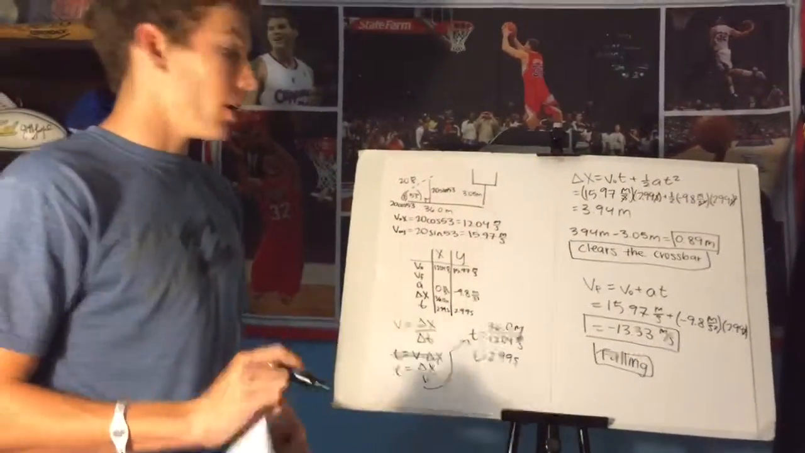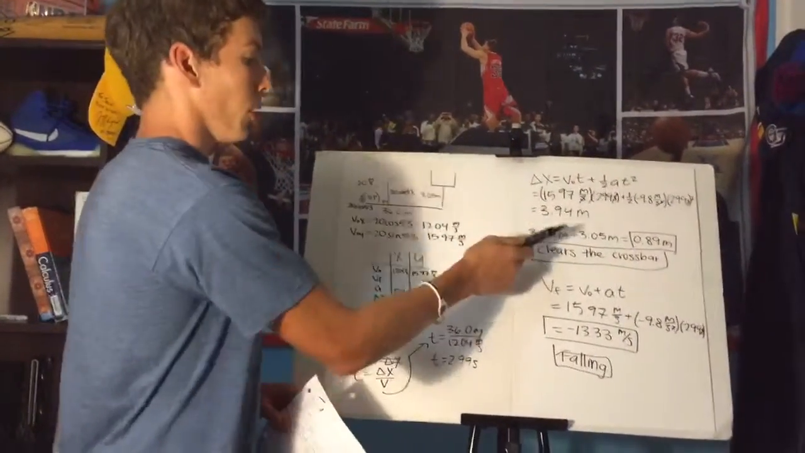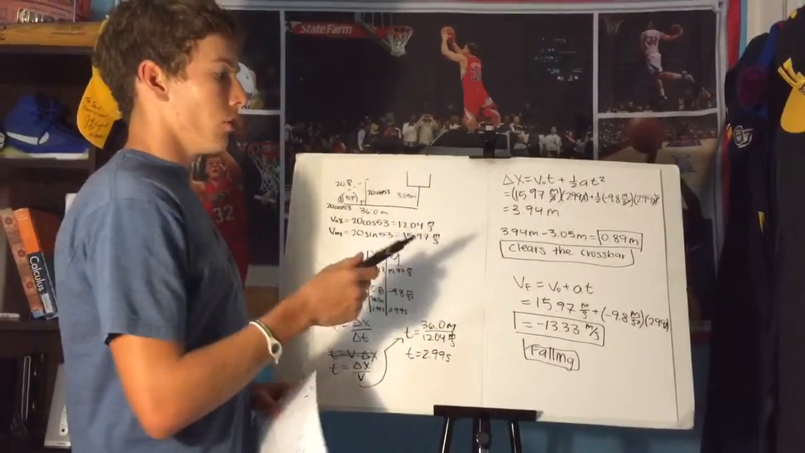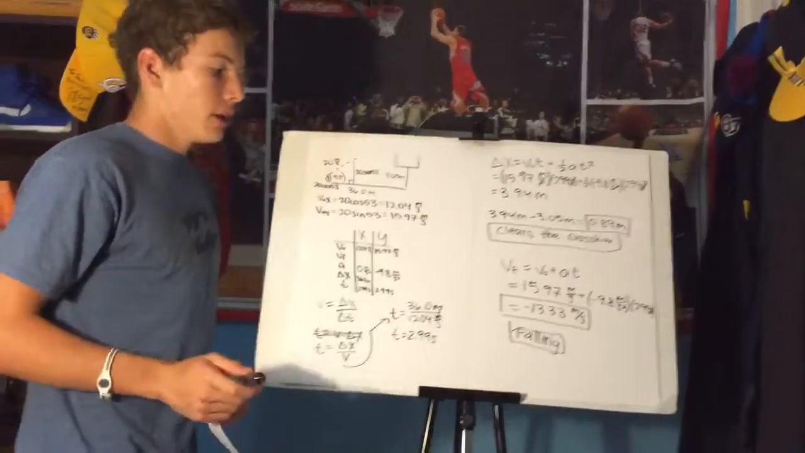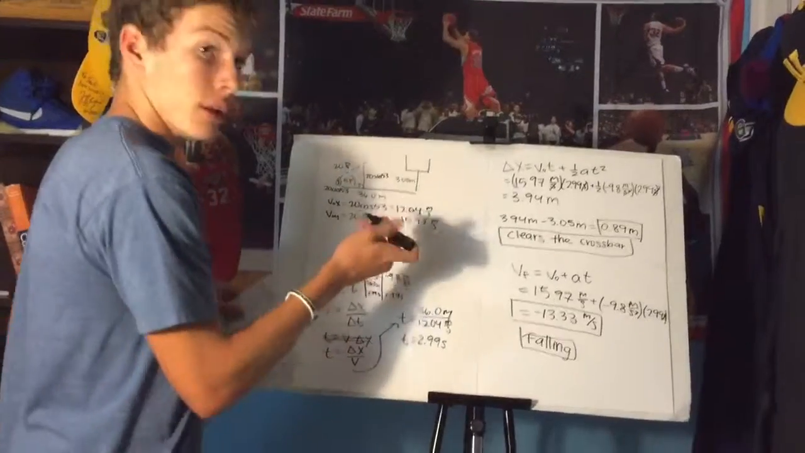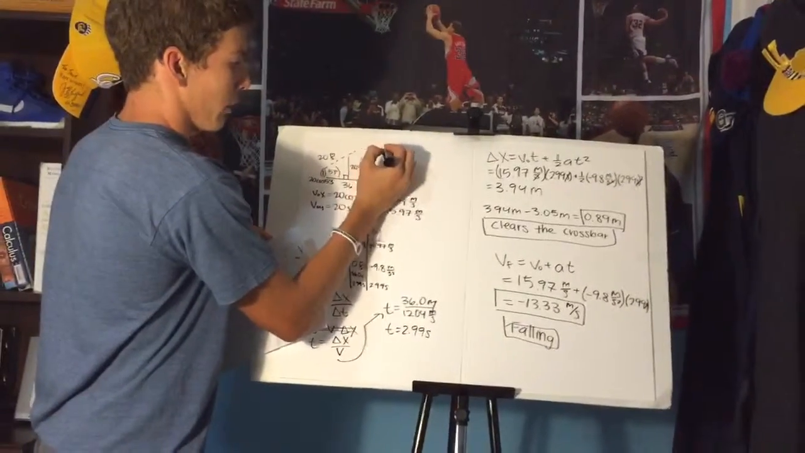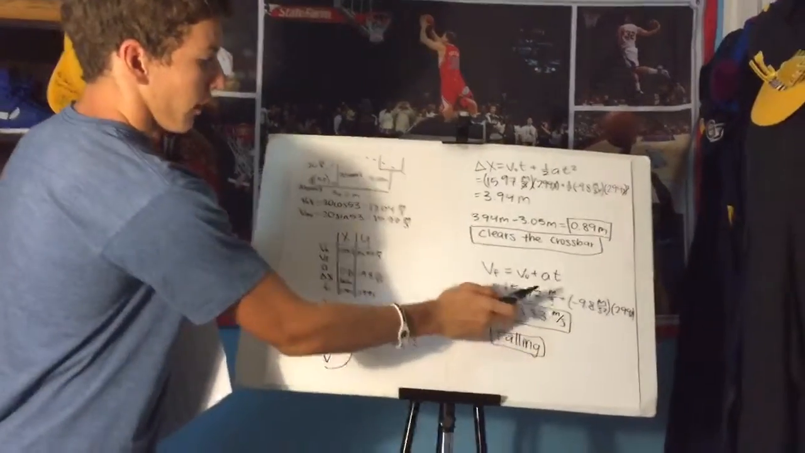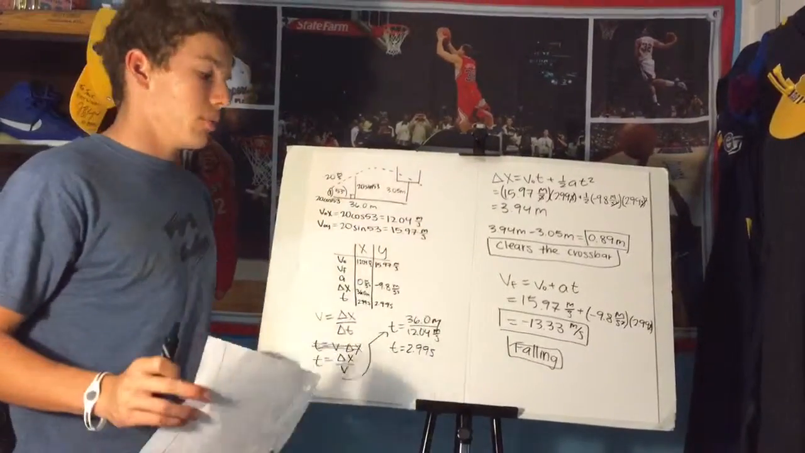So we just solved the entire problem. We found out that the football does indeed clear the crossbar and go over it by 0.89 meters. And we also found out that when the ball is going over, it's coming downwards due to the final velocity being negative 13.33 meters per second.